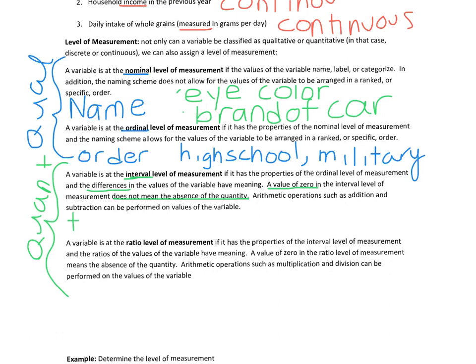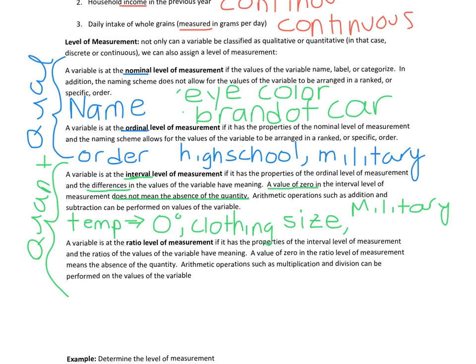So some examples of this would be like temperature, because 0 degrees doesn't mean an absence of degrees, an absence of weather. It just means it's really cold out. Some other examples are clothing size, or not shoe size, but clothing size. There's size 0. It doesn't mean there's no clothing. It just means it's very tiny. And we can even look at military time. At midnight, it's like 0 o'clock. That doesn't mean absence of time, right?